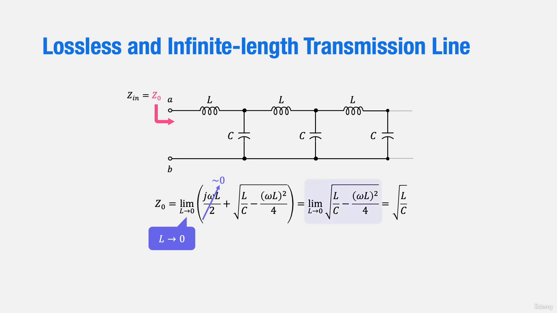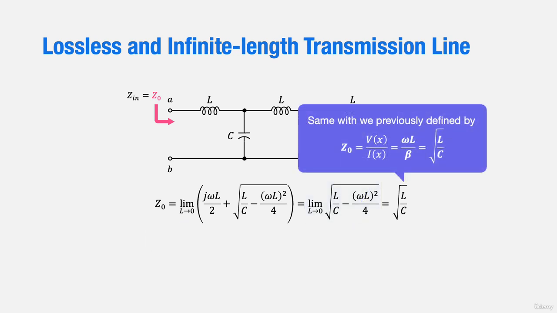If L is exceptionally small, to the point where omega L squared over 4 in the square root can also be ignored, we find that Z0 will be equal to the square root of L over C. Remarkably, this outcome coincides with the characteristic impedance Z0 equals the square root of L over C determined by the ratio of voltage wave to the current wave.